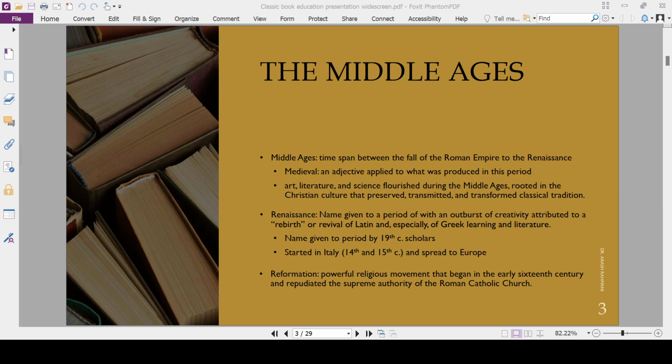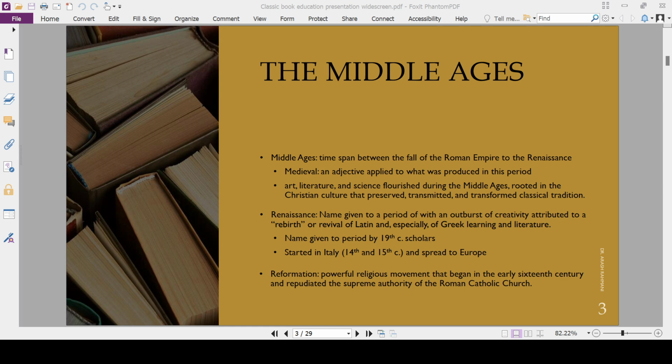So the term medieval itself, which is usually applied to this period, acts as an adjective that denotes all of the creations originating in this era, which of course once again underscores the cultural and intellectual richness of a period that is often neglected, especially in comparison to the Renaissance.